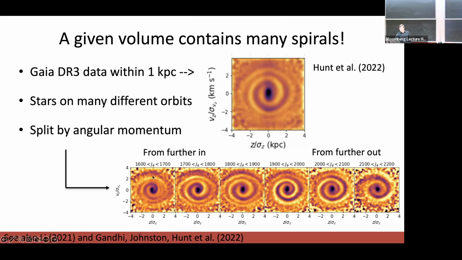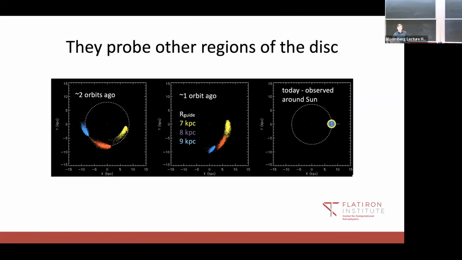So this is left to right, inner to outer galaxy, split by angular momenta. You may not be able to tell much difference between panels directly next to each other in the middle. If you look from the left to the right, you end up with quite different morphology. This is actually a feature, not a bug, because it lets us probe the interaction from different perspectives.